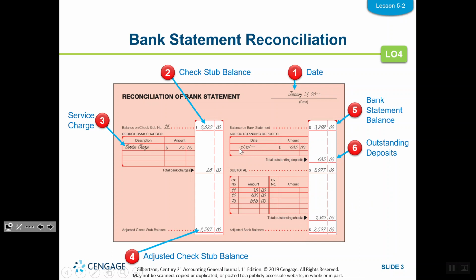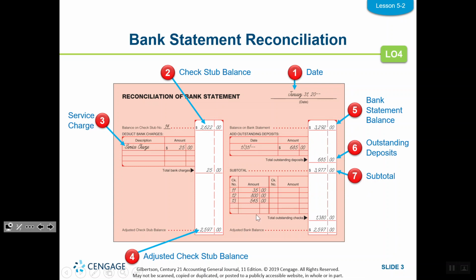Okay, so we had one deposit here on the 31st of January for $685 that was in our checkbook but not on the statement. If we had more, we'd add those up and put that total here. Now with deposits, we're going to add it to the bank statement. So we get a new subtotal of $39.77. And you see these still do not match.